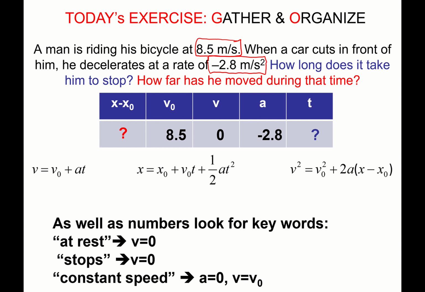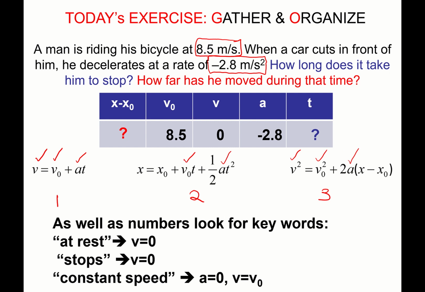Now we have to choose which equation we're going to use to solve for the unknowns. All right, so if I look at the equations, so we can call them equation 1, equation 2, and equation 3. If I look at that, so what do I know? I know V, I know V0, I know my A. All right, so I can put in a check mark for everything that I know.